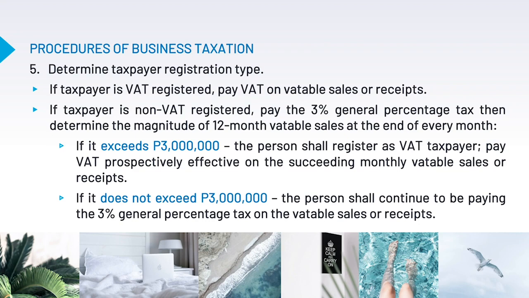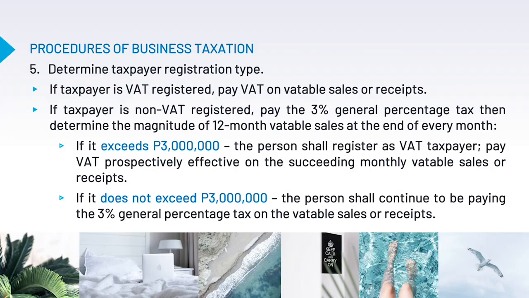After the taxpayer registers with the BIR, they are issued a COR, or Certificate of Registration. It is usually a yellow paper, and it is written there whether they are VAT registered or non-VAT. That is where we determine it. If a taxpayer is VAT registered, then they pay 12% VAT. Pay VAT on vatable sales or receipts. So with VAT, we have the input and output VAT. Okay? If they are non-VAT registered, then what they pay, in general, is percentage tax.